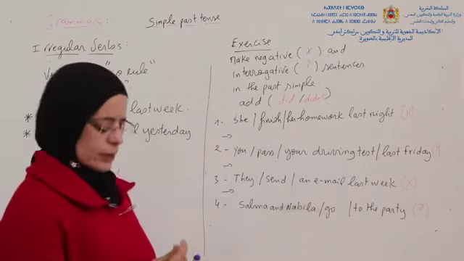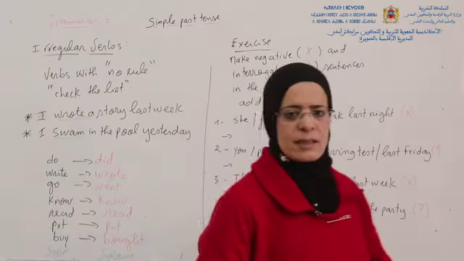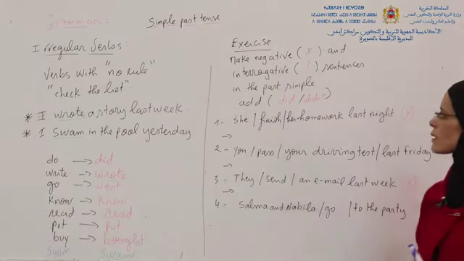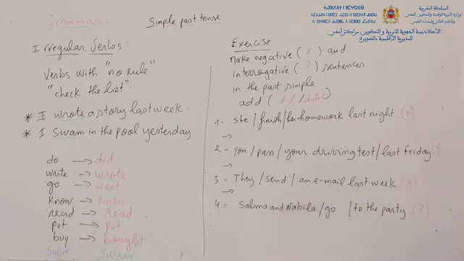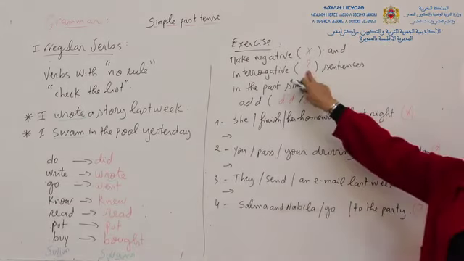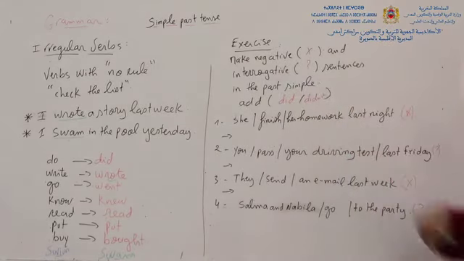Now let's end up with an exercise to practice simple past. Now, the question is this: make negative, when you have this cross, and make interrogative, when you have a question mark, sentences in the past simple. You add did or didn't. Number one, she finished her homework last night. You passed your driving test last Friday. They sent an email last week. Salma and Nabila go to the party.